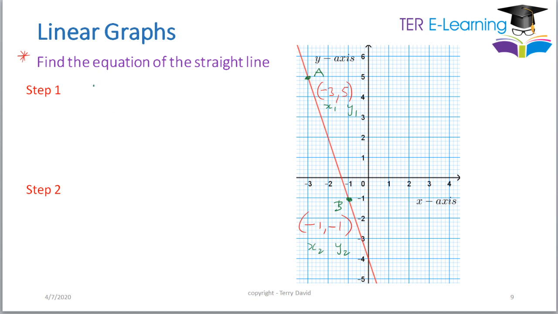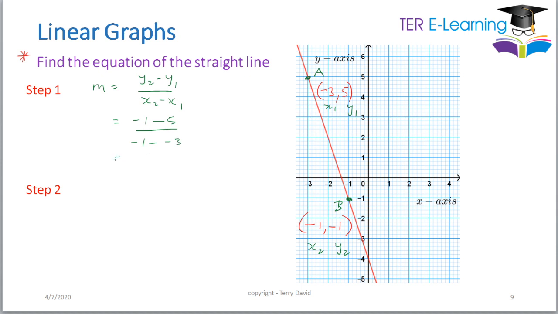So gradient, you all need to learn this formula, please. It is y2 minus y1 over x2 minus x1. So I already labeled what x1, y1 is, what x2, y2 is, so I'm just going to substitute. So y2 is minus 1 minus whatever y1 is, which is 5, divided by x2 minus x1, which is minus 1 minus minus 3.